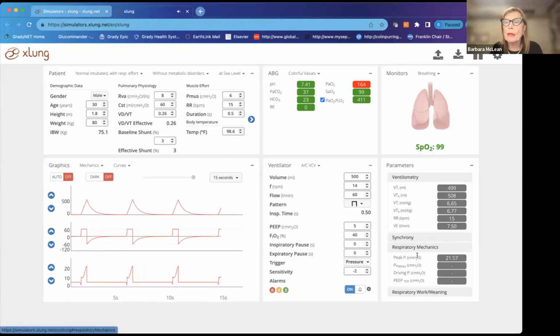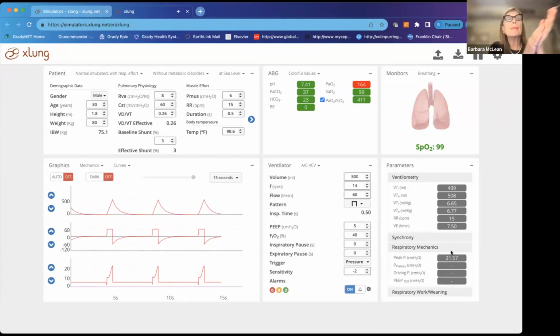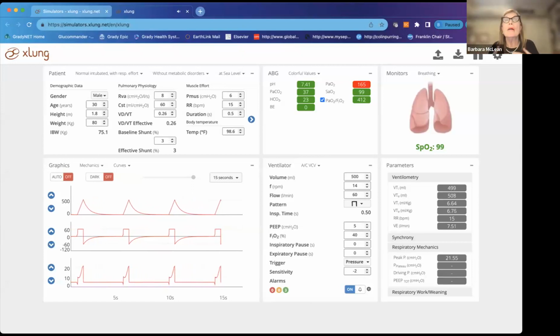I want you to look down here at his peak pressure. His peak pressure, which means the pressure that is reached when you're blowing gas into his lung, is 21.75. So when I'm flowing gas in the lung, very little pressure is generated because my lung is beautiful, it's nice, it's compliant. Okay, so we're going to come back to that in just a minute.